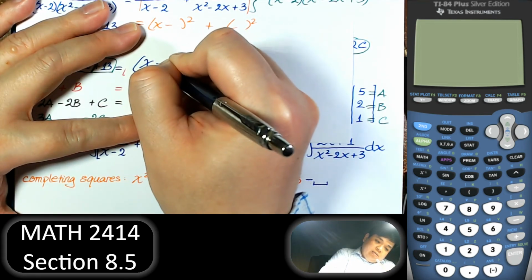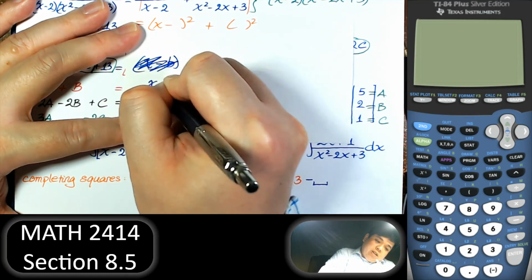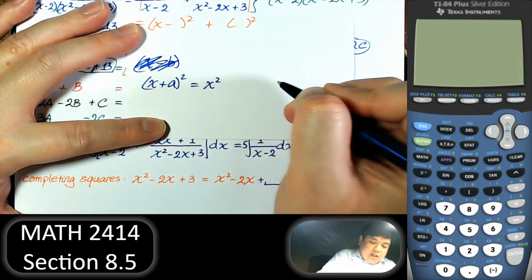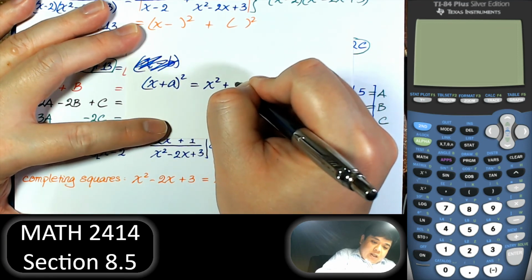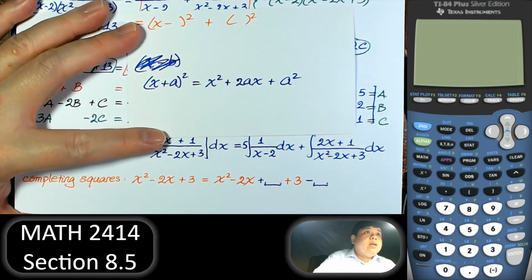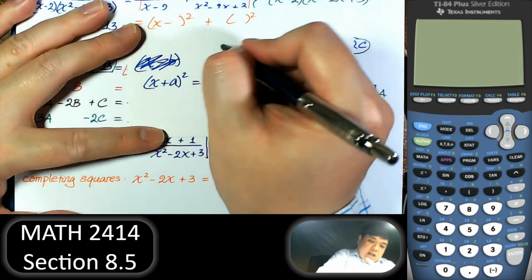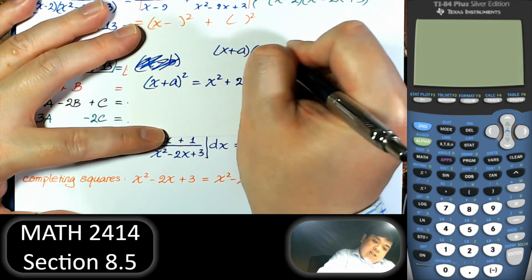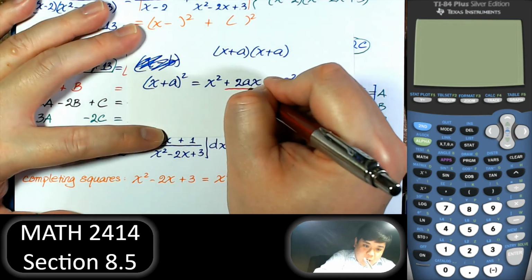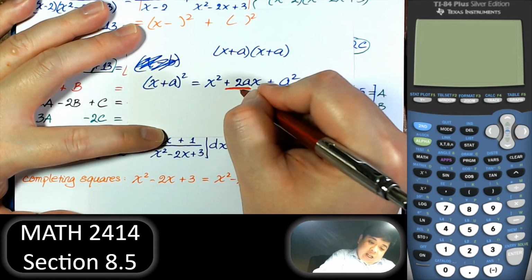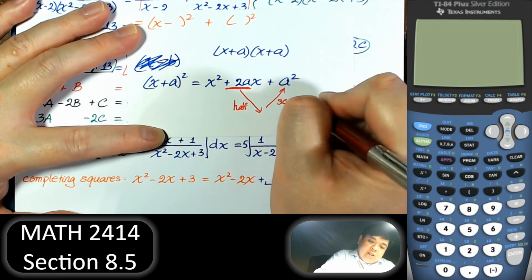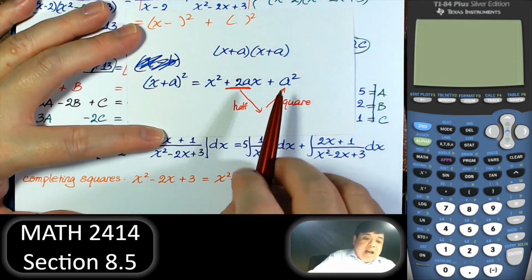Now, to determine this, let's look at a square in general. Let's say we have x plus a, squared. If we multiply this out, we have x squared plus 2ax plus a squared. Just like x plus a times x plus a. Now, what we see here is the coefficient of x. If we take half of that and then we square it, it will get us that third term.